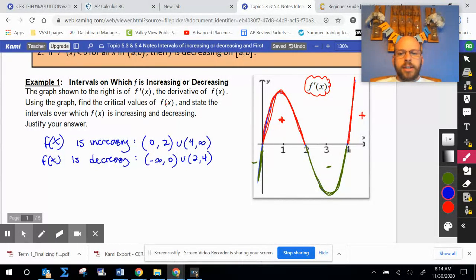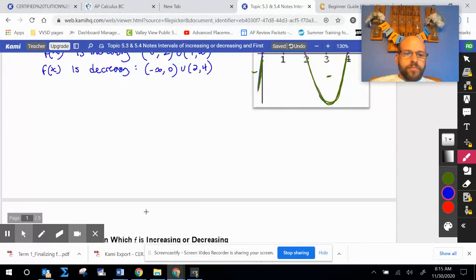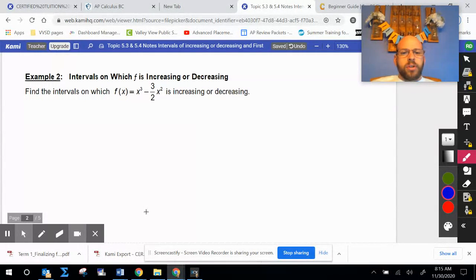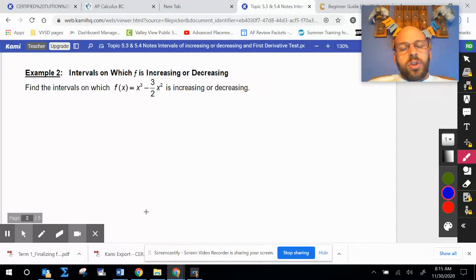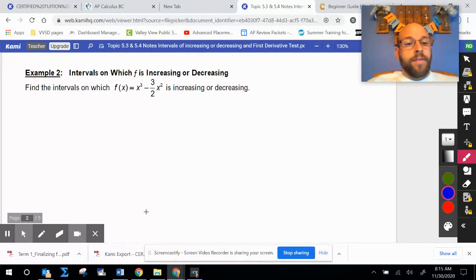So the first idea is understanding the concept of how the derivative tells us if the original function is increasing or decreasing. So now let's do a little algebraic. I give you the same idea. I want to know the intervals of where it's increasing or decreasing. So the first thing that we're going to do here is we are going to take the derivative and we're going to find our critical points, where the derivative is 0 or where the derivative is undefined.